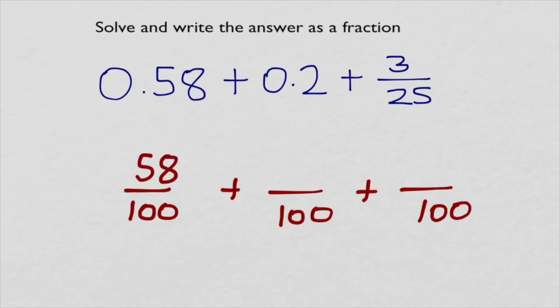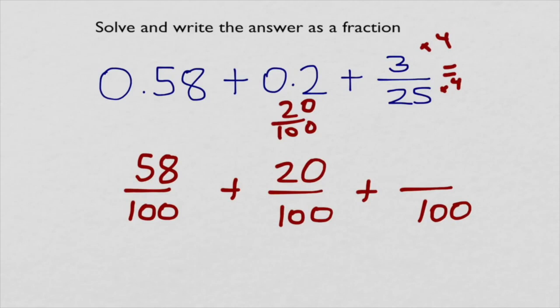Okay, so the first one is going to be 0.58, that's going to be 58 over 100. 0.2 is 2/10, and then to make it over 100 I need to times both by 10, which is simply adding a 0 on to the top and the bottom, so I get 20 over 100. And 3/25, I need to turn that into a fraction that is over 100, so I can times both by 4, which is going to give me 12 over 100.